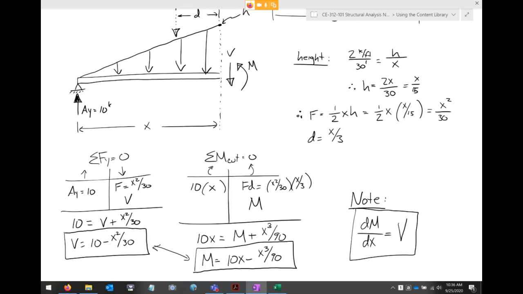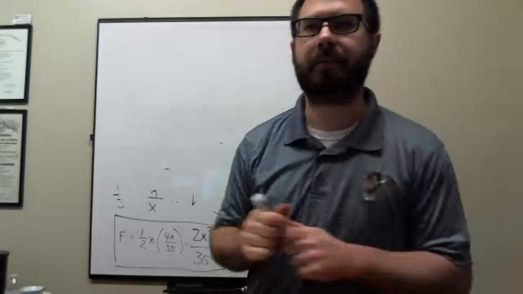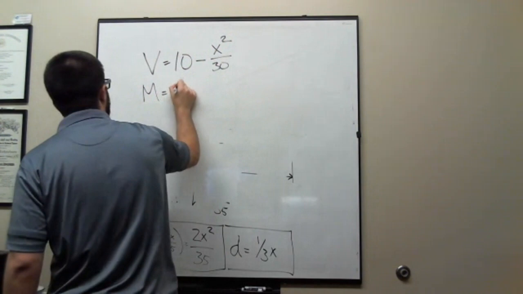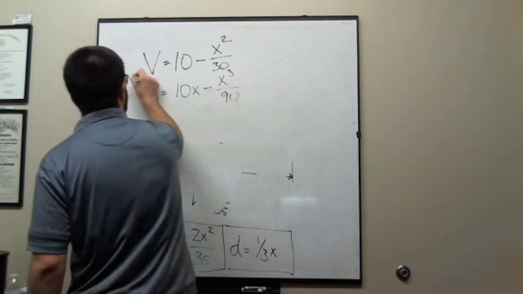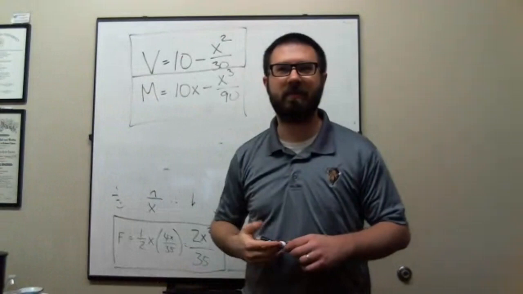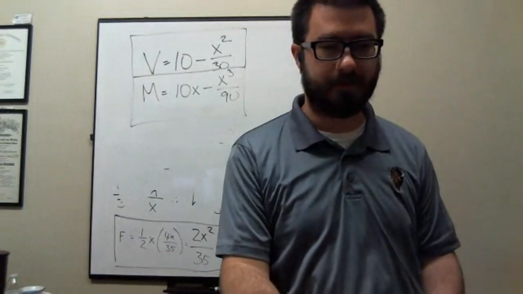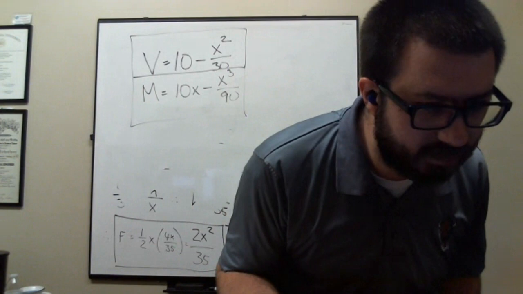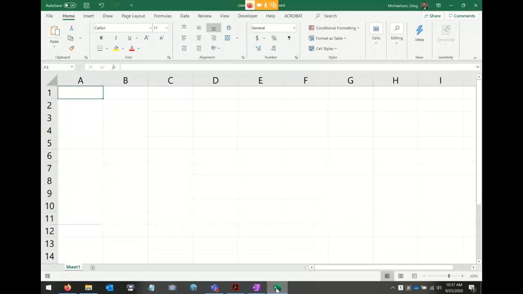So I want to show you all something. Watch this. We have that the shear is 10 minus x squared over 30, and the moment is 10x minus x cubed over 90. Okay, so what? Who cares? Here's why we care. Let's look at some Excel. Watch this.